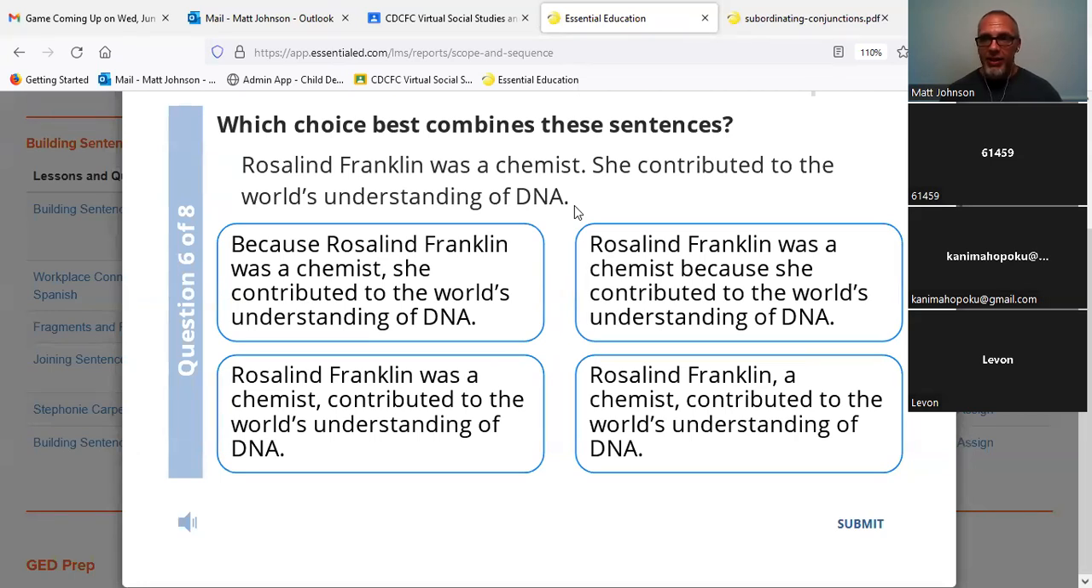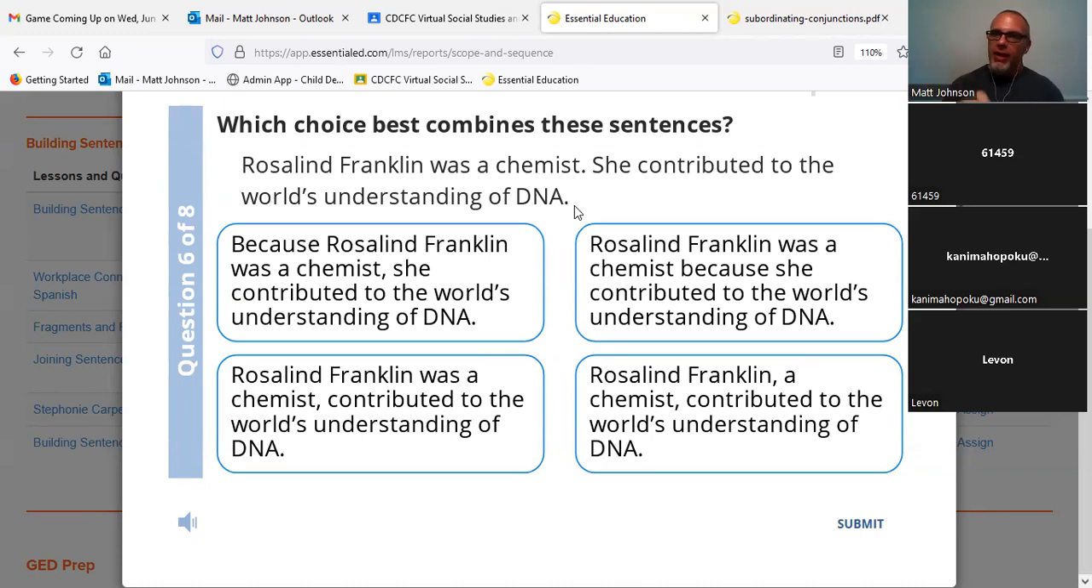You need that subordinate, or not subordinate, you need a conjunction there to complete that, just like I said before. Those first two make it sound like that was her only option. Like, I have to work on DNA because I'm a chemist, right? That because relationship doesn't work.